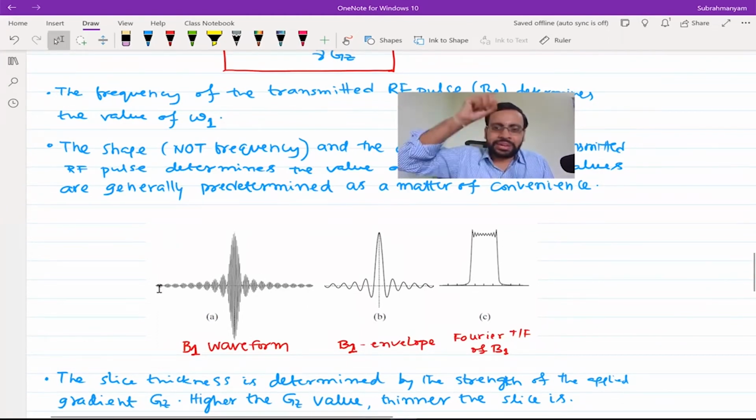So the way it is oscillating over time will tell you at what frequency it is oscillating. That's what would dictate from which location you should get it, and the shape or envelope within which it is oscillating with a given frequency would tell you the nature of your bandwidth. That's what would decide the nature of this.